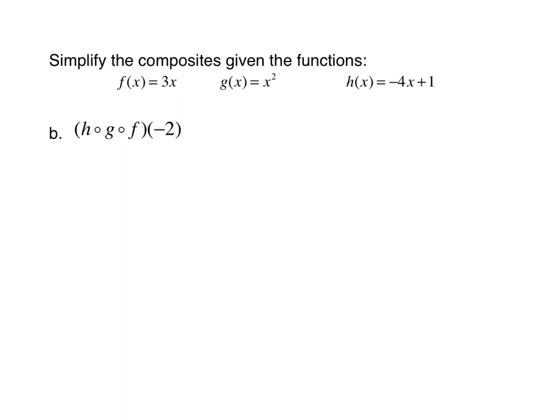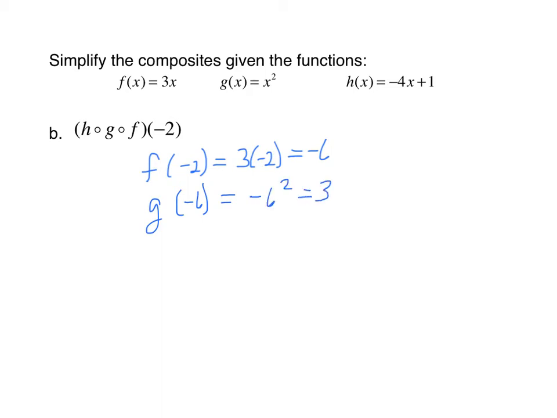Another example, h of g of f of negative 2. So you're always working from the innermost to the outermost. We're going to take f and plug in negative 2 and evaluate. So 3 times negative 2, which is negative 6. Now we're going to take that answer and put it into the g function, because that's the next outer function, working our way out. So negative 6 squared is 36.